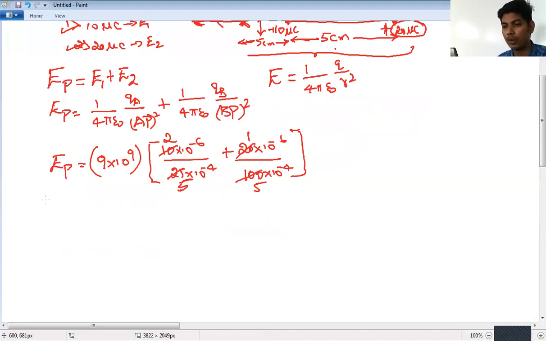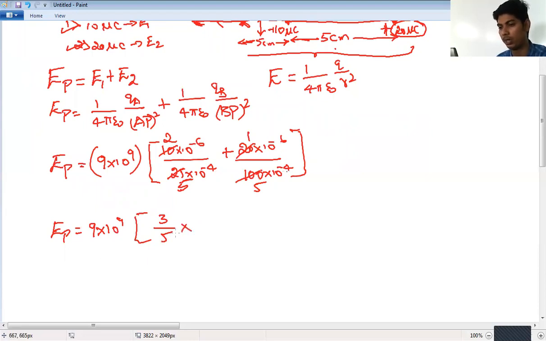So you are now left with EP equals 9 into 10 to the power of 9 into 2 by 5 plus 1 by 5, which will be 3 by 5 into 10 power minus 6 divided by 10 power minus 4.